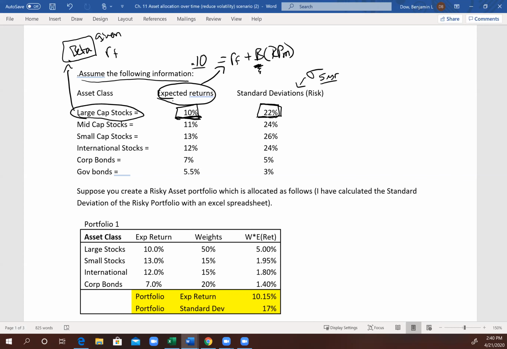Okay. Then we can look at mid-cap stocks. Mid-cap stocks, depending on which companies you own, will have a different beta. They may have a different return and risk profile. Okay.